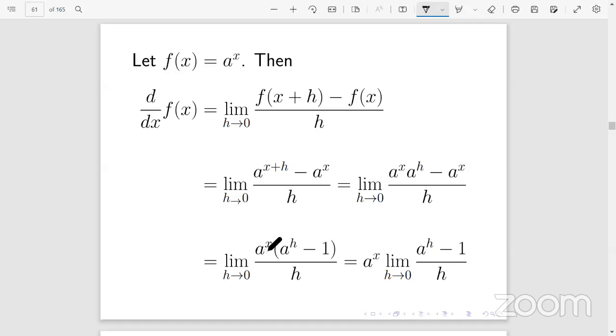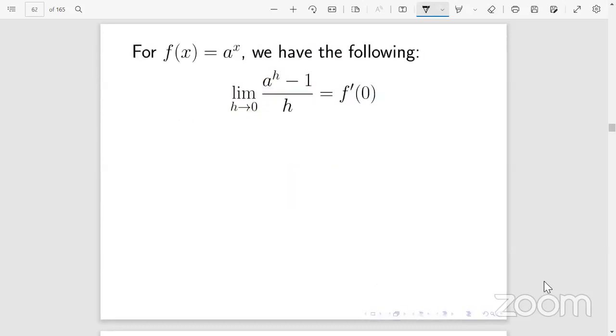So basically this a to the power x, we can factor it out and then evaluate the limit as h approaches 0 of a to the power h. I hope you remember what this means when we talk about the derivative as a function. If you don't, please go through your slides again to look at it. Remember that our function is f of x equals a to the power x.